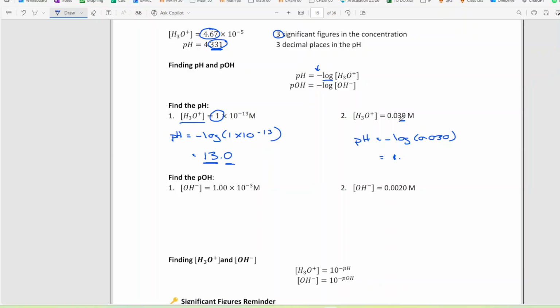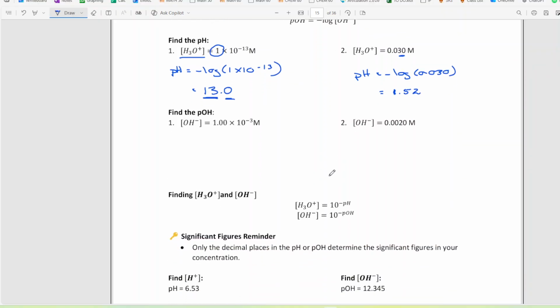And then there are 2 sig figs in my concentration, so I'm going to do 2 decimal places. So 1.52. And yes, that's very acidic, right? So my scale on the previous page went 0 to 14. Not that it can't go below that, but 1.52 would be pretty darn acidic.